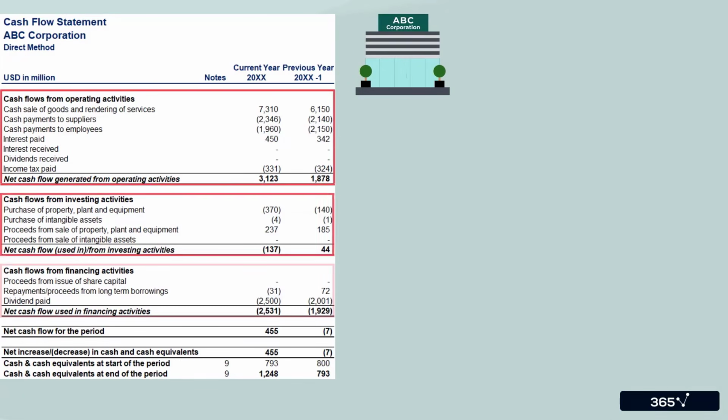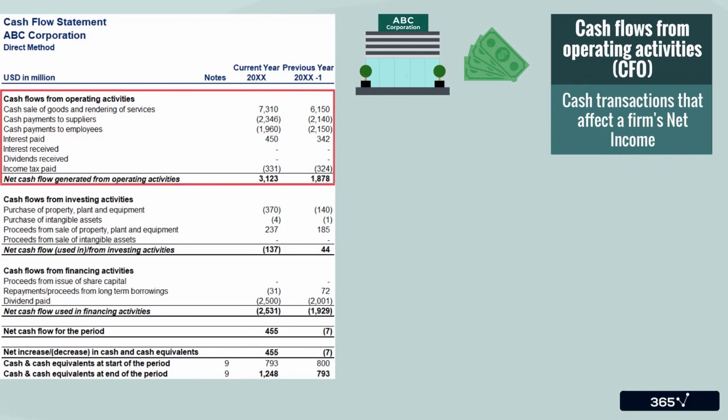You can see the same three sections in ABC Corporation's cash flow statement. Let's examine them separately, starting with the cash flows from operating activities, often abbreviated as CFO. In short, they result from transactions that affect a firm's net income. This is perhaps the key part of each cash flow statement. It shows whether, and to what extent, companies generate cash from their core operations. At the end of the day, the net operating cash flows must be enough to cover all cash outflows deriving from the other two sections.